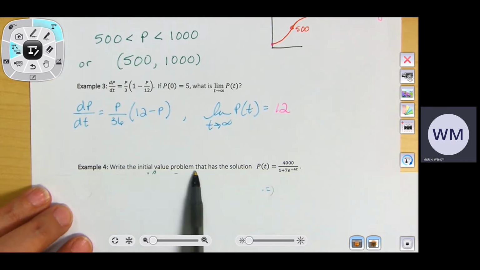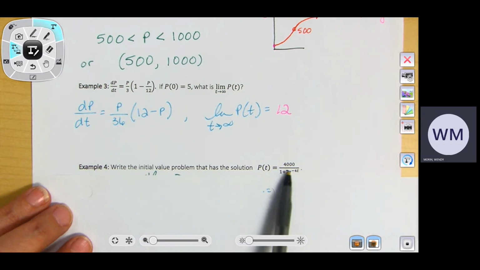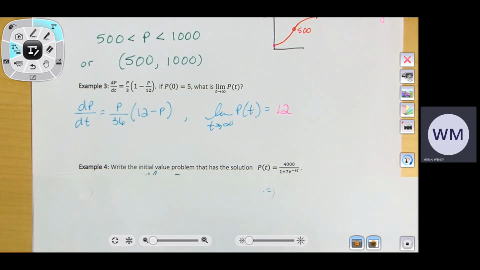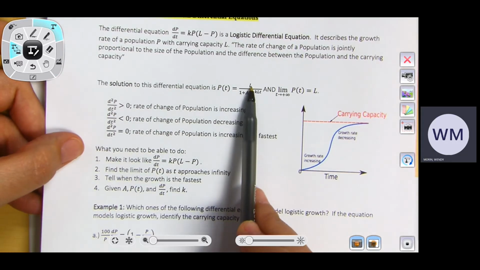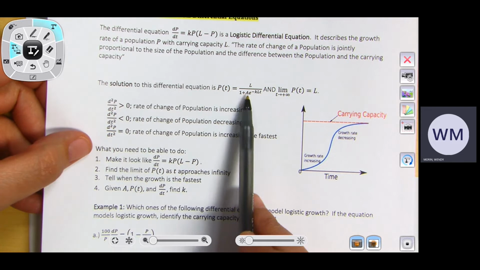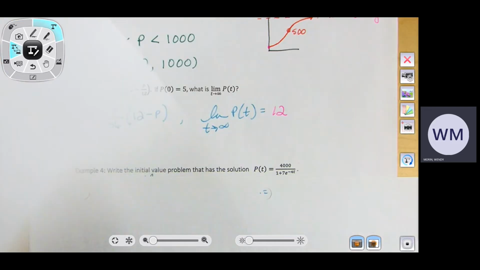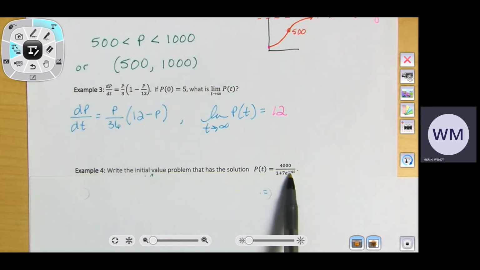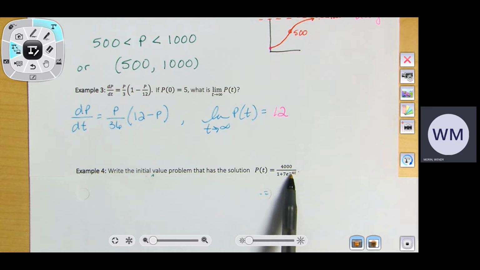Okay, last one. Write an initial value problem that has a solution of this. Well, we have to go back to the front of our notes and figure out what that means again. 4,000 is your limit. This exponent right here is k times your limit. So you might need to see what parts you need to figure out. So this right here, we know -4 is k times 1,000. So we can figure out what our k is from there.